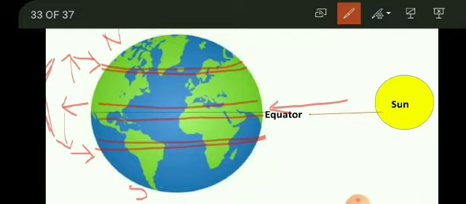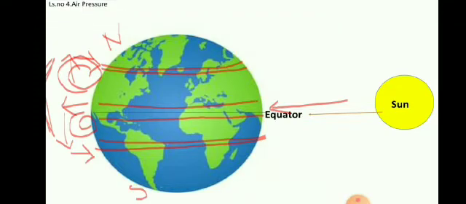The sinking air moves towards the north and south. So along the equator, warm air is rising. It spreads out and again sinks down. In this way, a circle is formed. It is called a convection current. Have you understood till here? Now let's move further.